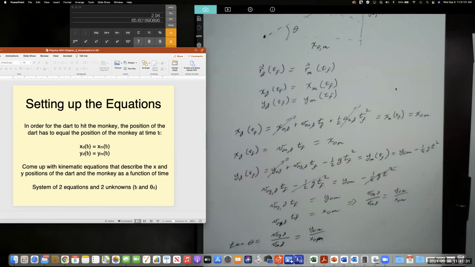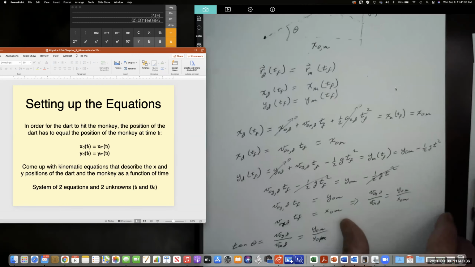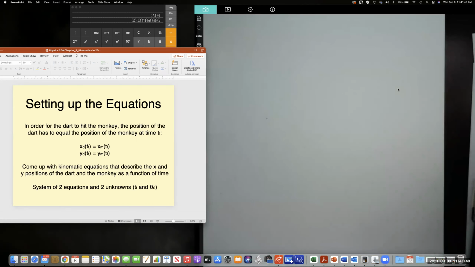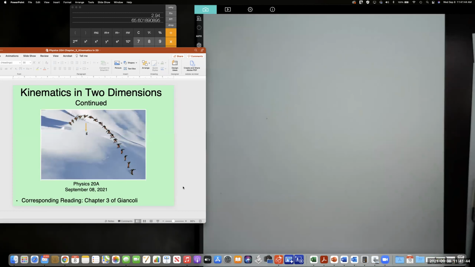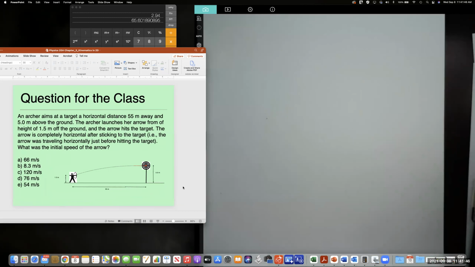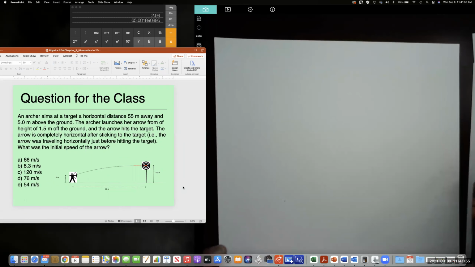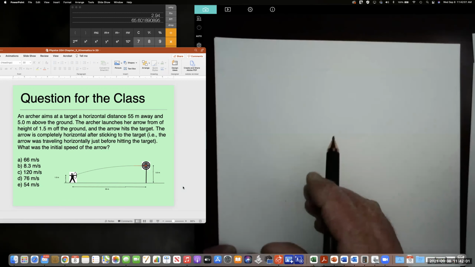Okay, let's look at the next question I said I would do. I had this archer aims at a target. And I showed you a batch of different ways to look at it. One of the reasons I show a batch of different ways is so you look at different ways to think about it and define for yourself what is the best way to look at it. So an archer aims at a target.